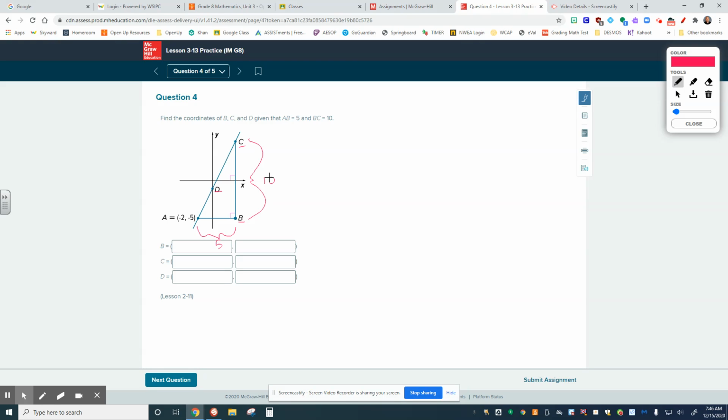Knowing that this is 5 units across, that means that my x-coordinate, which is currently -2, is going to be increased by 5 units. If it's increased by 5 units, that means my x-coordinate of point B has to be equal to 3. So we're going to just slip a 3 in right there. If that's a 3, then we're moving up from that point from -5. We're moving up 10 units because that's the length of segment BC. That tells me that y has to be equal to 5. So that's that ordered pair.